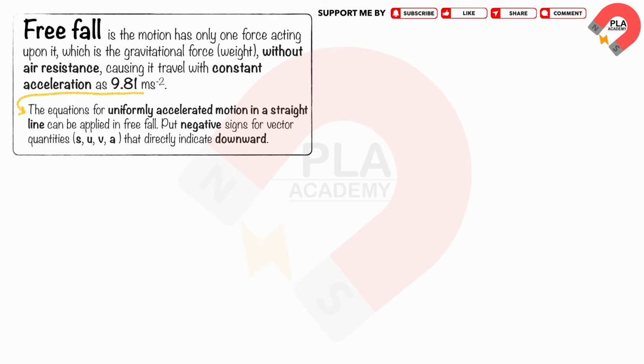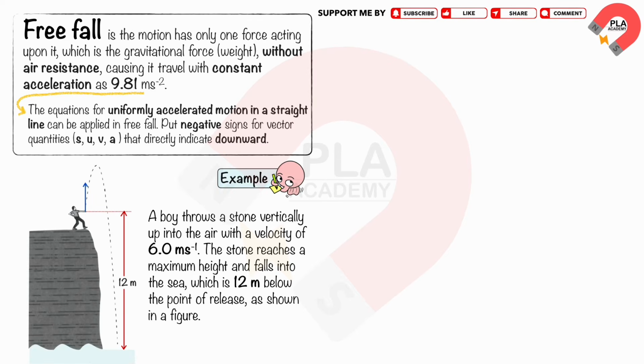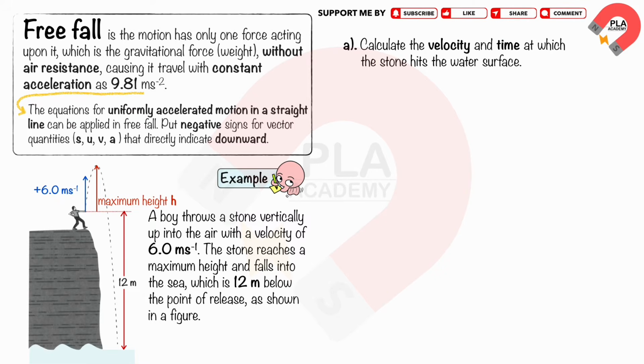go downward. For example, a boy throws a stone vertically up into the air with a velocity of 6 meters per second. The stone reaches a maximum height and falls into the sea, which is 12 meters below the point of release, as shown in a figure. A. Calculate the velocity and time at which the stone hits the water surface. We set the upward direction as positive and the downward direction as negative.